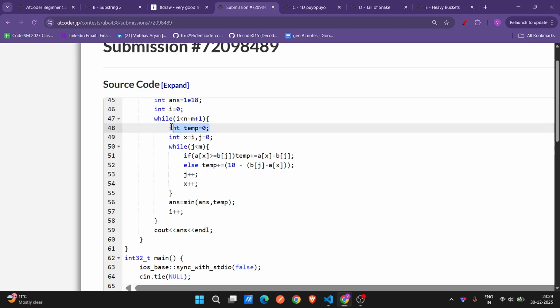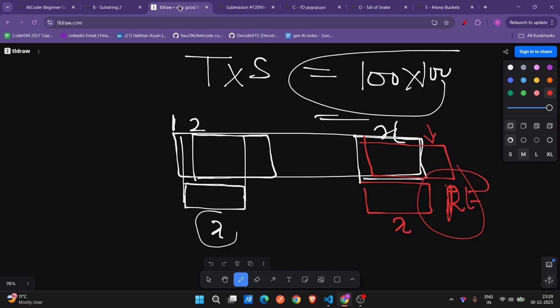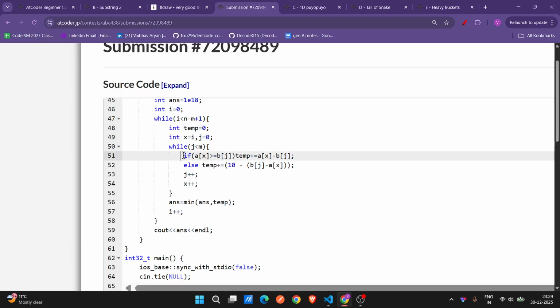Now your temp equals 0, just to store the answer. Then i for iterating on this string, and j for iterating on this one. It is very simple if you know this template, simple coding. Else temp plus equals 10 minus b[j].